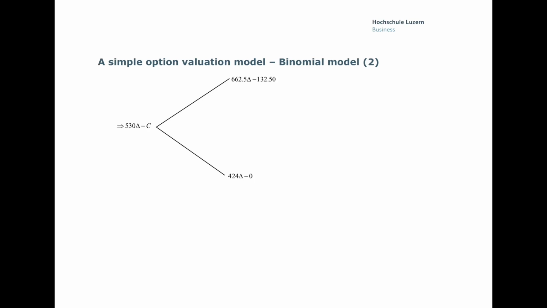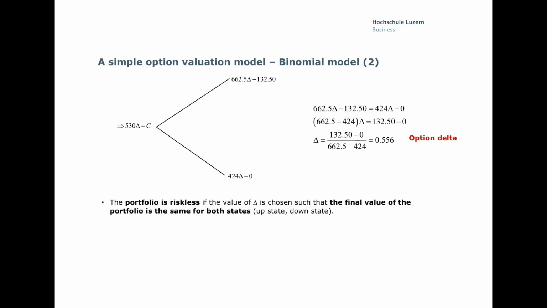However, if the stock price moves down from $530 to $424, the value of the stock is $424 times delta, and the value of the option is 0, so that the total value of the portfolio is $424 times delta. The portfolio is riskless if the value of delta is chosen such that the final value of the portfolio is the same for both states. This means we set the portfolio values in the two states equal to each other and solve for delta.